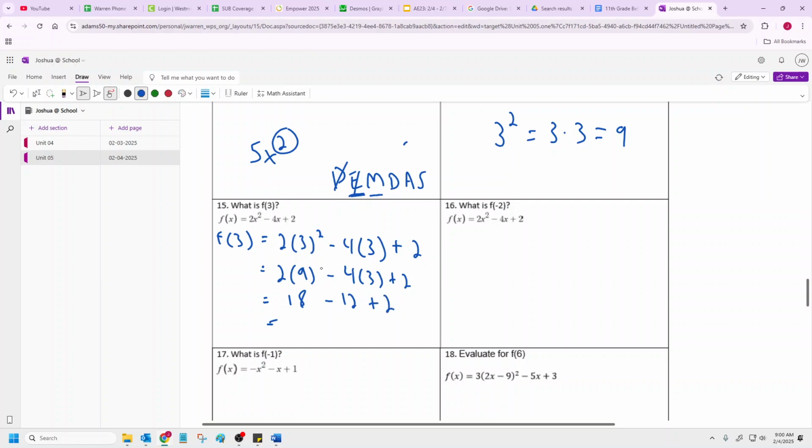Now I'm going to put them together. There's no more multiplication. There's no more division. Now it's addition and subtraction. 18 minus 12 is 6. I'm going to bring down my 2. And then I have my 6 plus 2 is 8.